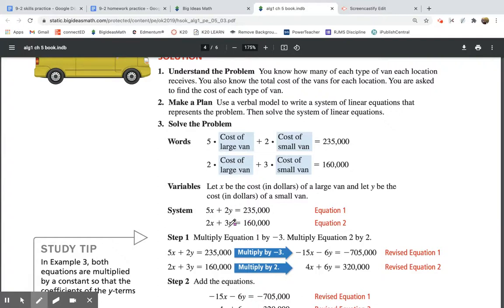If I wanted to cancel the Y, I would have to change both of these for it to cancel. Sometimes it's not so simple. You have to multiply both equations. So they decided to solve for Y, eliminate Y. That's what we'll do on this one.